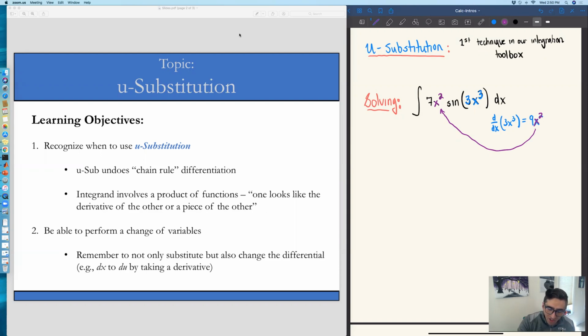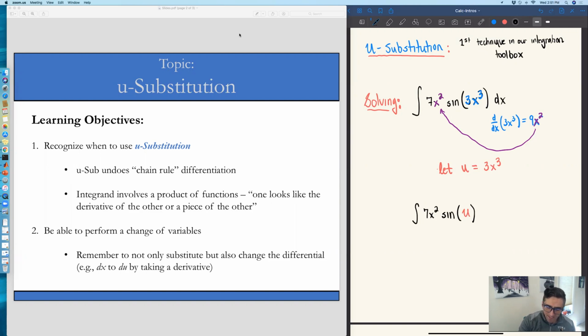So let's go ahead and actually apply u-substitution here. So we're going to let u equal that thing we just took the derivative of, that 3x cubed. So if we set inside of our function what we have so far, we have that 7x squared sitting out in front. We just have sine of u now, since we just called 3x cubed equal to u.